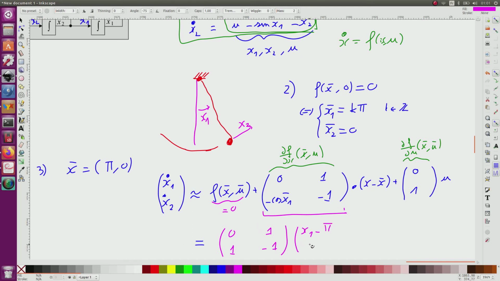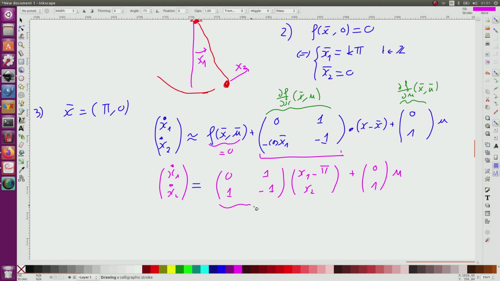Here x2, because x2 bar is equal to 0, plus 0, 1 times u. This gives x dot 1, x dot 2. This corresponds to A, this corresponds to the matrix B. This is a linearization of my initial system around this point.